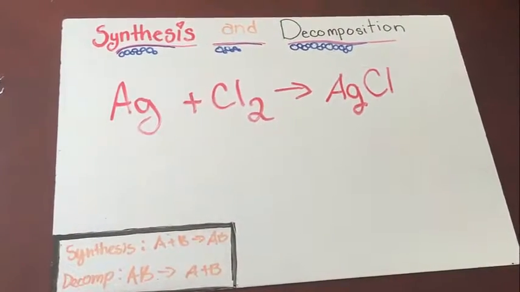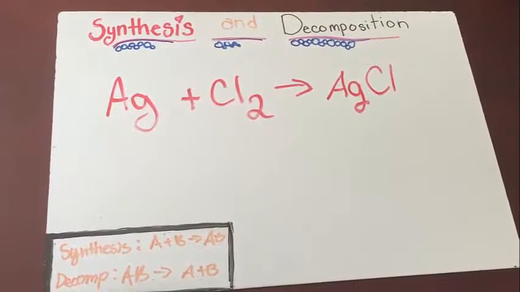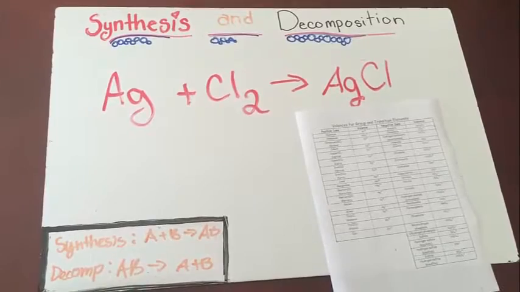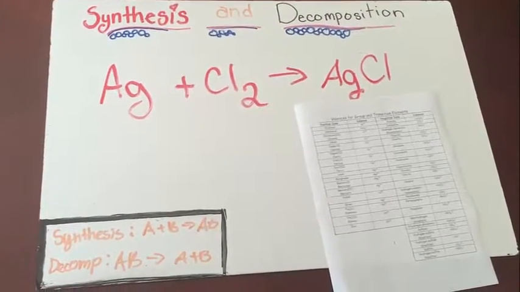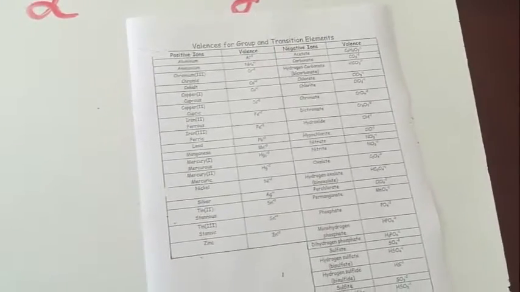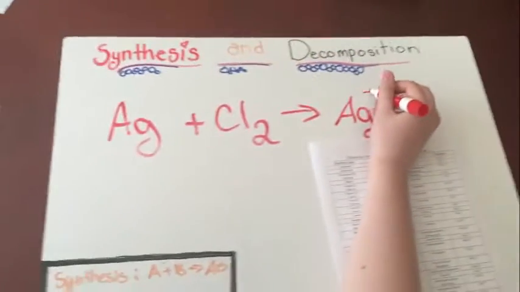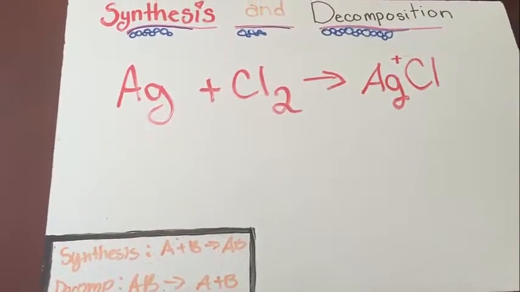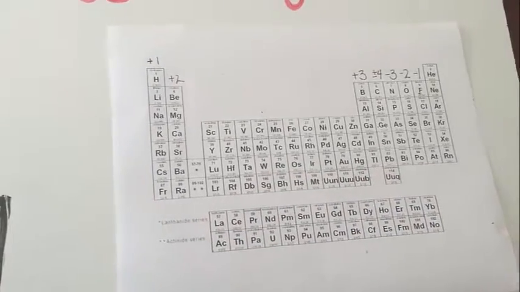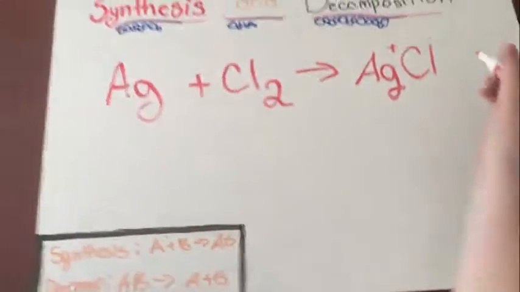And to figure out how many of each one, we need to use the periodic table, or in this case, our valence for group and transition element sheet, because silver is another one of those middle metals that don't have the definite charges to them. So we just go down the list and find silver, and we see that silver has a +1 charge, so we can write that here. And now we need to go to the actual periodic table to find out the charge for chlorine, and we can see it here in this column, and we know that it has a -1 charge.